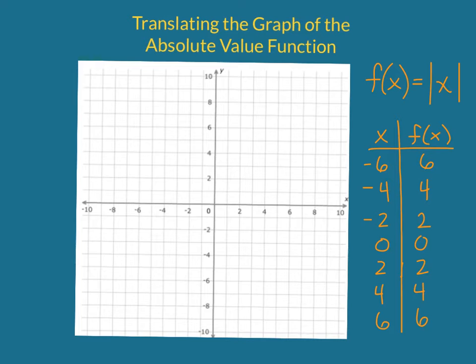All right, so now we have a couple coordinate points we can plot. So I'm going to go ahead and plot -6, 6 all the way down to 6, 6. This is the parent graph of absolute value. We can see that it makes a V.